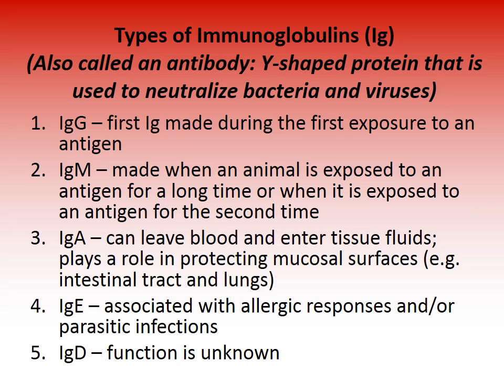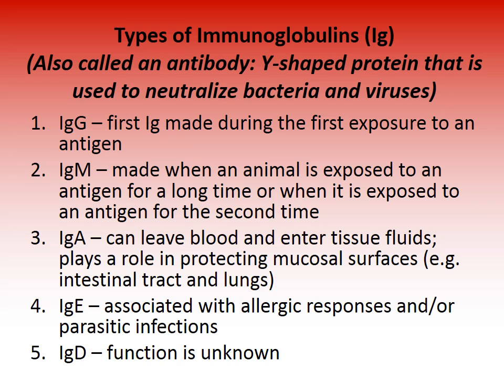There's IgG. Okay, so antibody G, the first antibody made during the first exposure to an antigen. So that's what IgG is, that first antibody. IgM is made when an animal is exposed to an antigen for a long time or when it's exposed to an antigen for the second time.